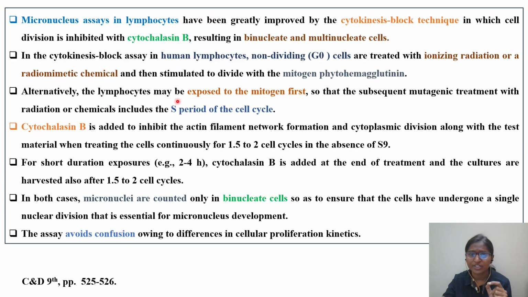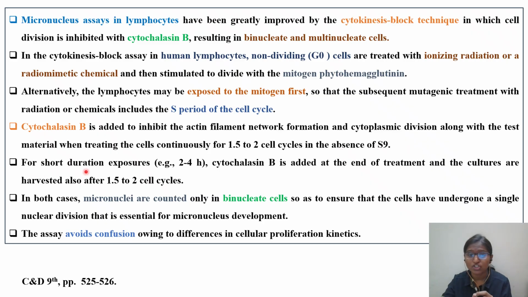Alternatively, the lymphocytes may be exposed to the mitogen first, so that the subsequent mitogenic treatment with radiation or chemical includes the S period of the cell cycle. Okay, so cytochalasin B is added to inhibit this actin filament network formation and cytoplasmic division along with the test material when treating the cells continuously for 1.5 to 2 cell cycles in the absence of S9 fraction.